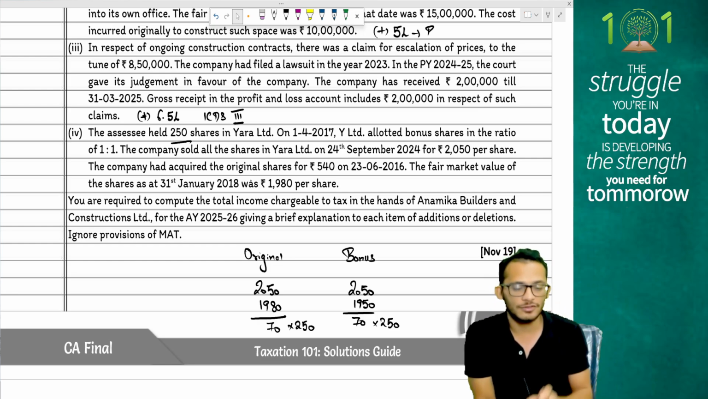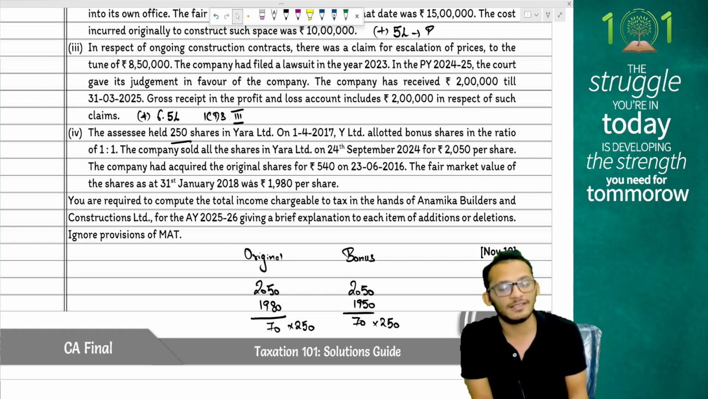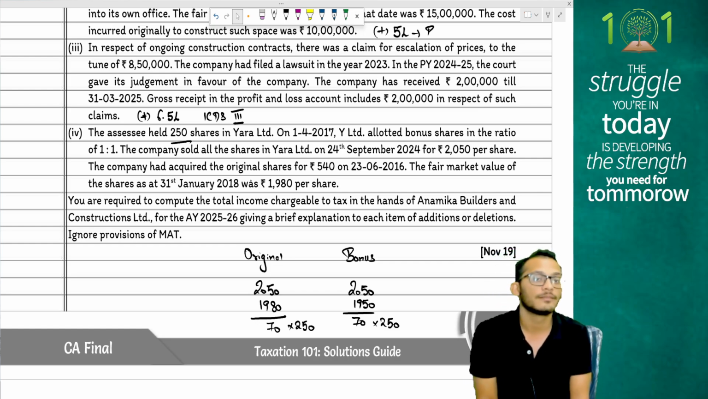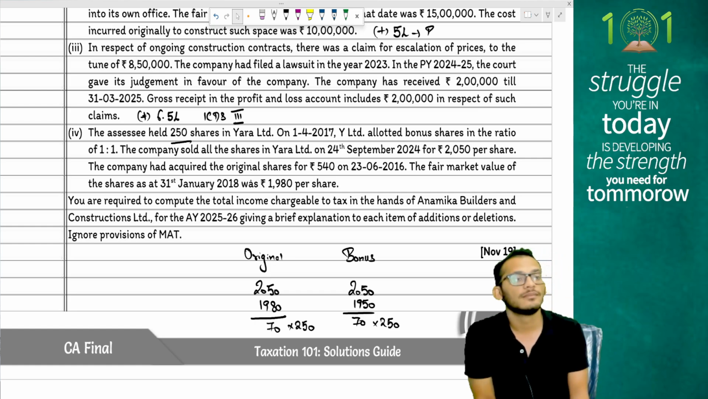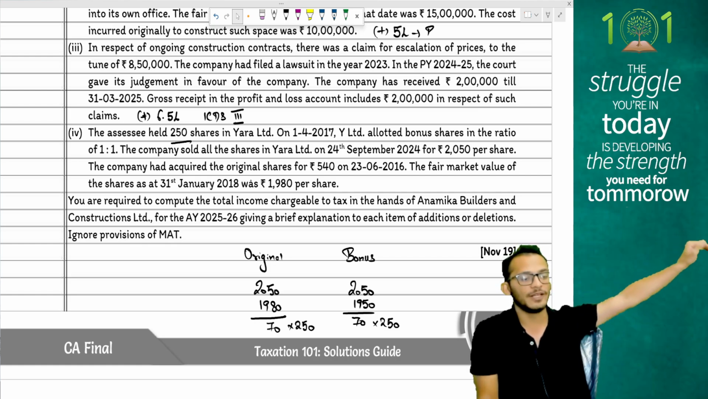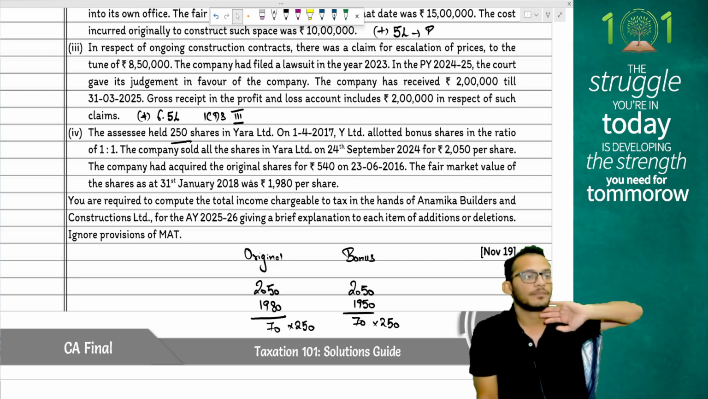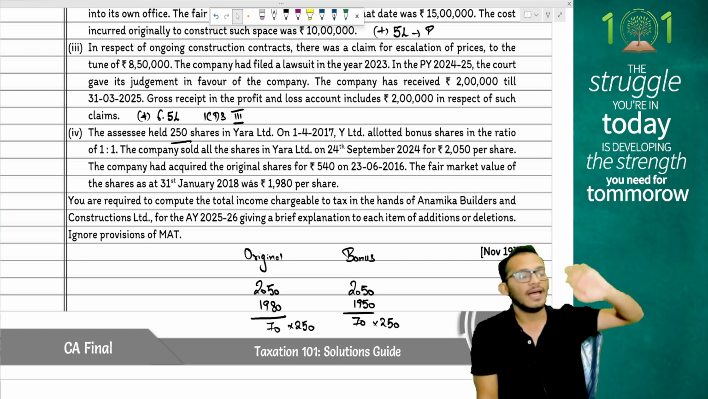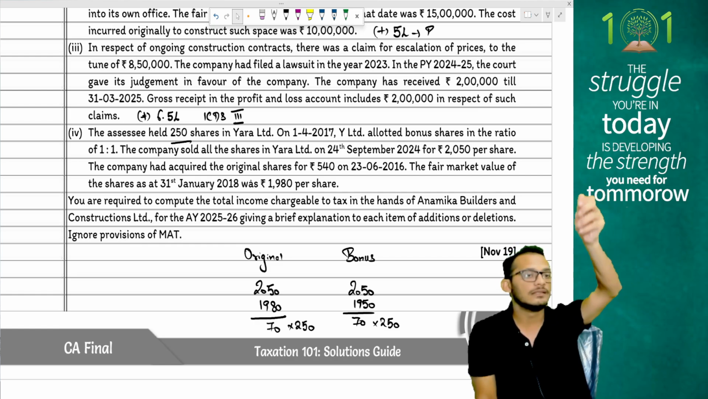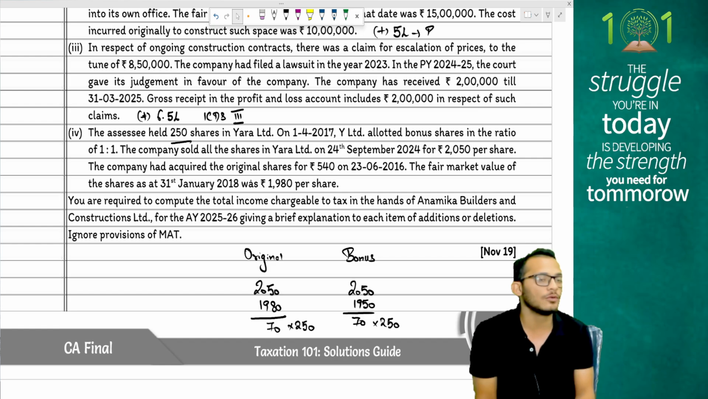This is completely your choice. Assuming it as 112 would make it a lot easier, because the asset was transferred after 23rd July, and therefore indexation benefits are anyway not eligible. With no indexation benefits, you will directly take 2050 minus 540 on originals, and bonus will become 2050 minus 0, because when you are under 112, 2018 is not relevant. So their cost will become original cost without indexation.